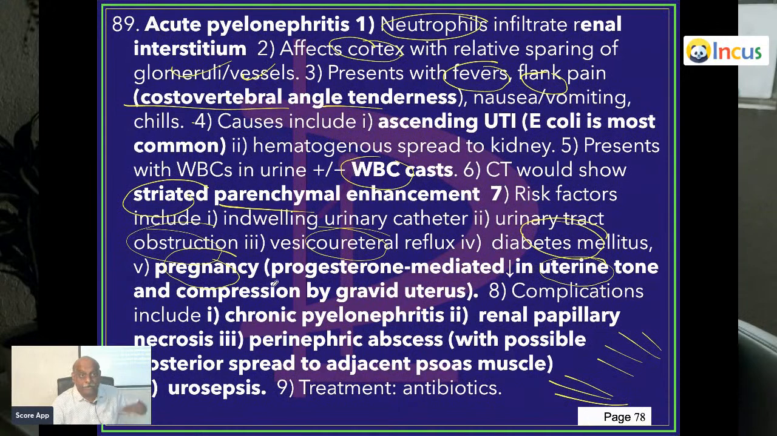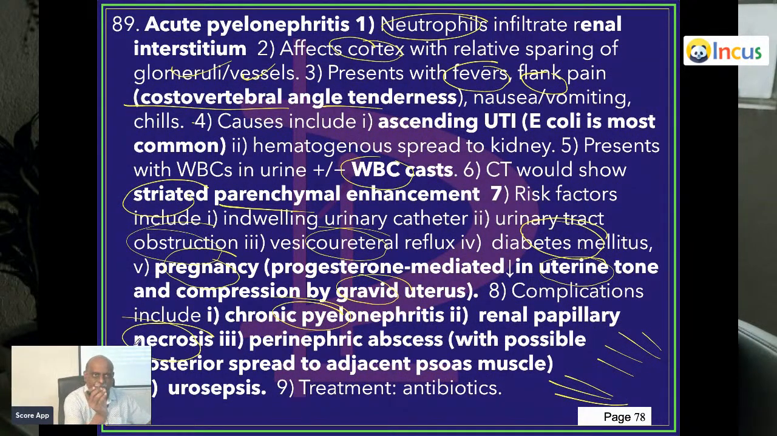And there is a compression of the ureter by the gravid uterus. That also is a predisposing factor. Once the ureter is compressed, there is a greater chance of obstruction, and all the organisms will get pent up in the kidney, leading to pyelonephritis. Acute can become chronic pyelonephritis. It can lead to renal papillary necrosis.